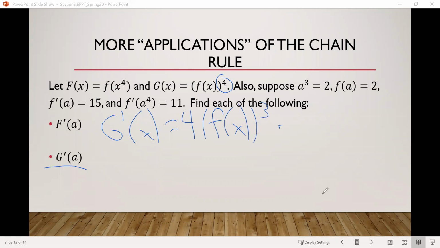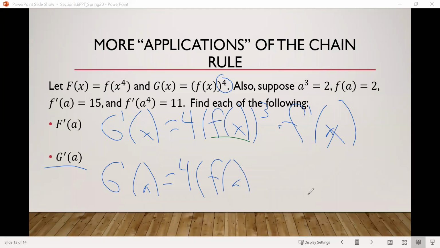And then we're going to multiply by f prime of x, because we multiply by the derivative of the inside function. Okay? Then we'll go through and evaluate this at a, so g prime of a equals 4 times f of a cubed times f prime of a equals, and let's see, we have f of a is 2, and I also just noticed, sorry, on the last one we were told a cubed was 2, so we could have finished and gone a little bit further with that answer.